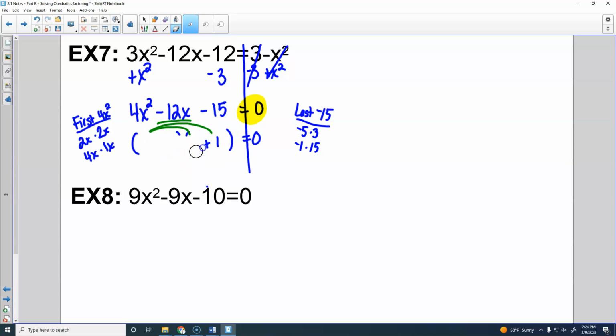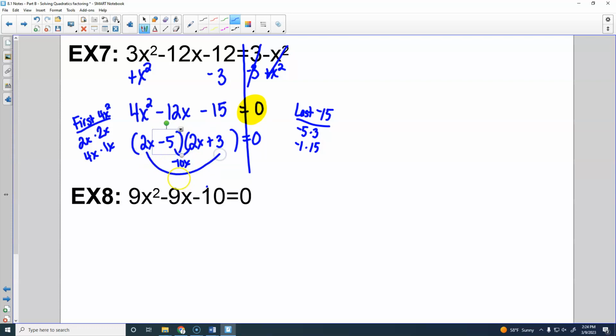So let's go back and try again. So let's try 2x and 2x. And then let's do, what do you guys think? I don't think 15 and 1 is going to work. Let's try the 5 and 3. Minus 5 plus 3. Okay. To shortcut this a little bit, instead of multiplying the whole thing, you can just check your inner terms, negative 10x, your outer terms, plus 6x. Does that work? No. I hope I didn't make a bad problem.